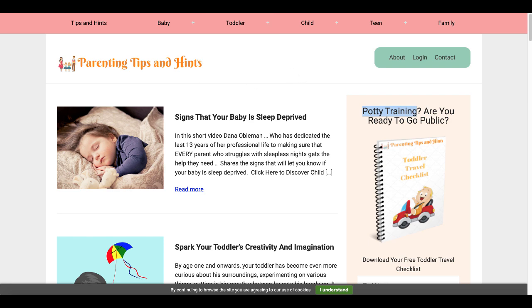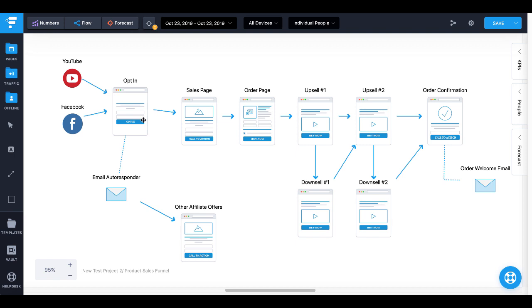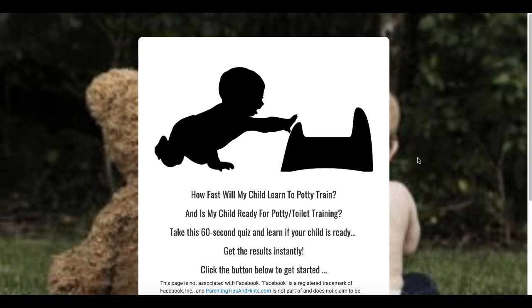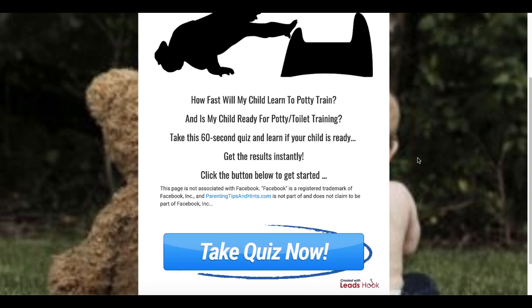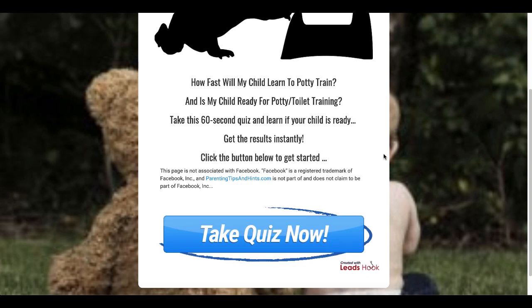So let's go back to the funnel. The opt-in page that we need, right? I'm driving Facebook traffic. In this case, I decided to run paid traffic with Facebook ads to my opt-in page. So on my opt-in page, what I did is I created a quiz, and this converted really well. So as you can see here, how fast will my child learn to potty train, and is my child ready for potty or toilet training?